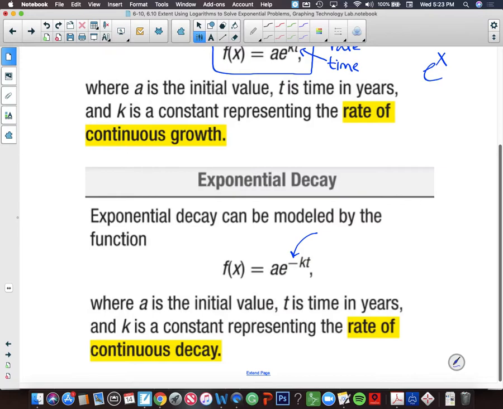All right, so if you see negative exponents, that means decay, or if you see something in a word problem that says it's decreasing or getting smaller, or half-life or something like that, you're going to use the bottom one.